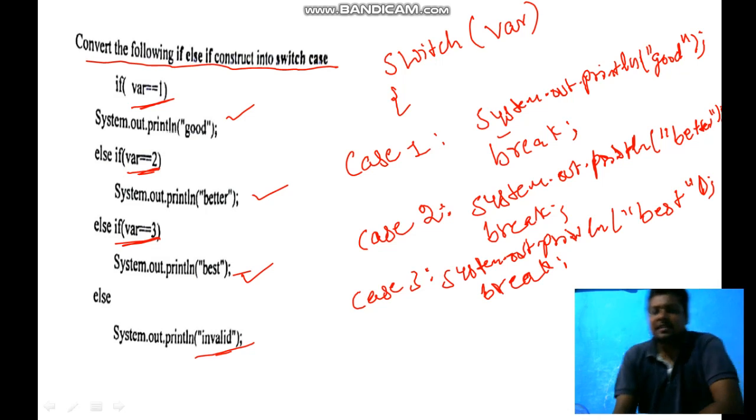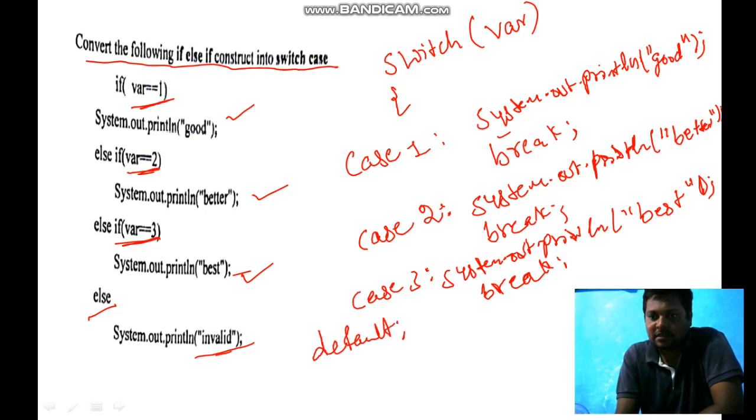In an if else if ladder, else is optional. Similarly, in a switch statement, default is optional. Same, you can write default. Yes, in an if else if ladder, else is optional. In a switch statement, default is optional. So you can write System.out.println("invalid").